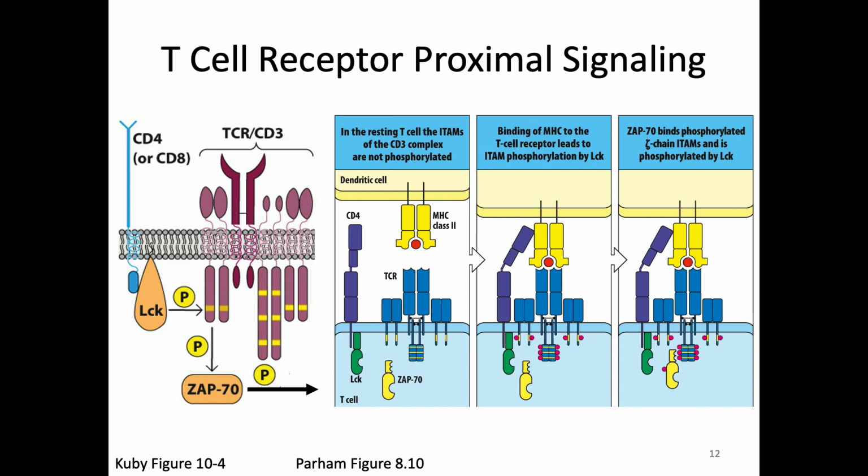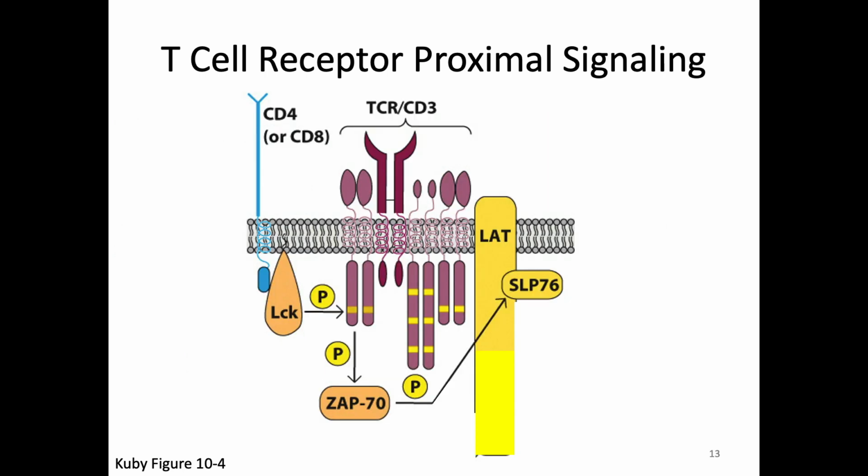The next player comes in at this point. At this point, really there are two players that we tend to talk about. I just kind of put them both to say they're both happening here. Exactly what's different between them, don't worry about. You can kind of think of them as relatively interchangeable. One of them is called LAT. The other is called SLP76. And so you can see LAT and SLP76 that are coming in as a result of ZAP-70.